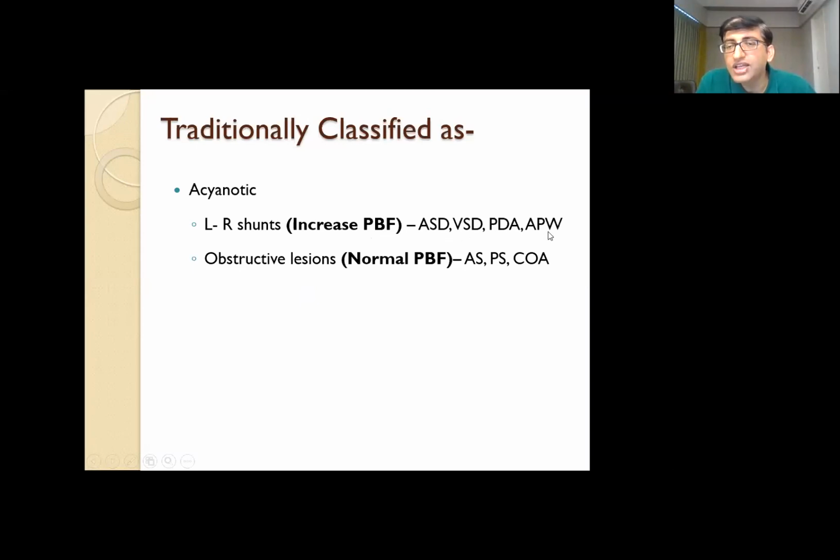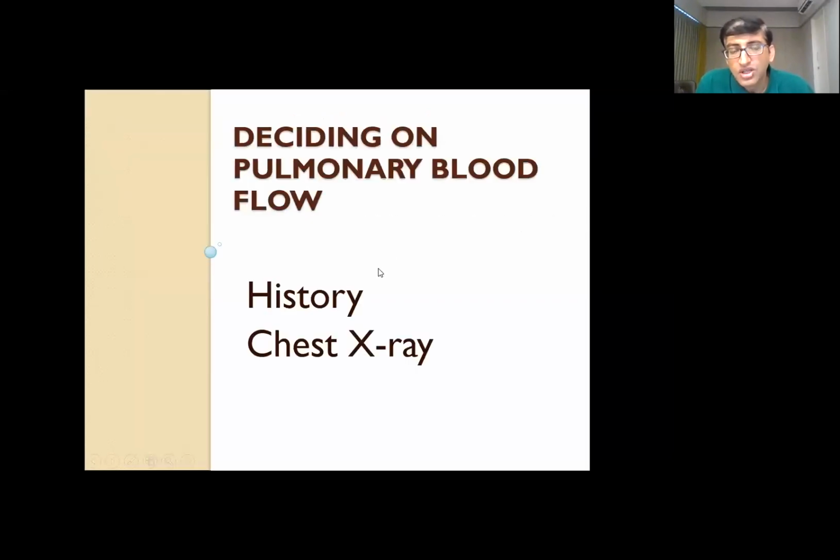In all these conditions, there is a left to right shunt, and hence a large amount of blood is going into the lungs. Because a large amount of blood is going into the lungs, this child will have clinical features of increased pulmonary blood flow. But in this particular case, because the amount of blood reaching the lung is normal, it is not more, and hence they will not have features of increased pulmonary blood flow. So based on history and chest X-ray, we will be able to determine whether the pulmonary blood flow is increased or normal.